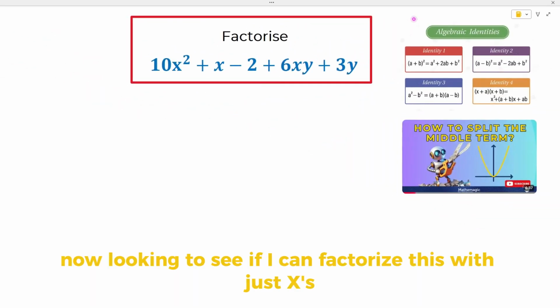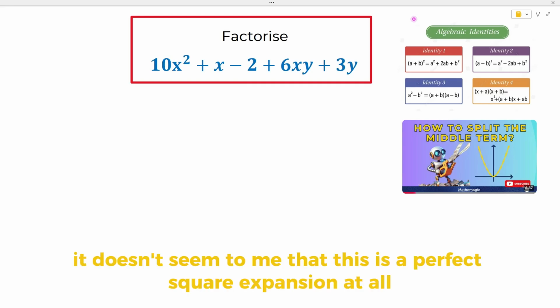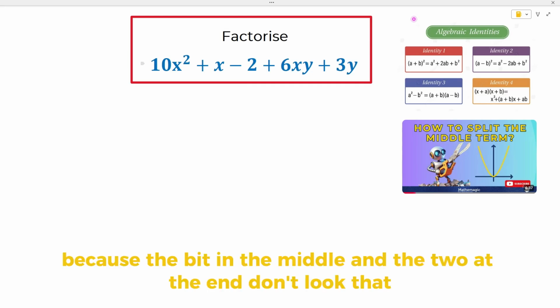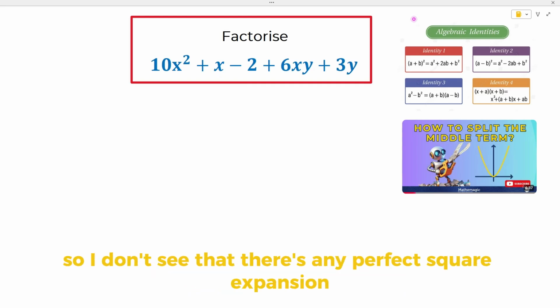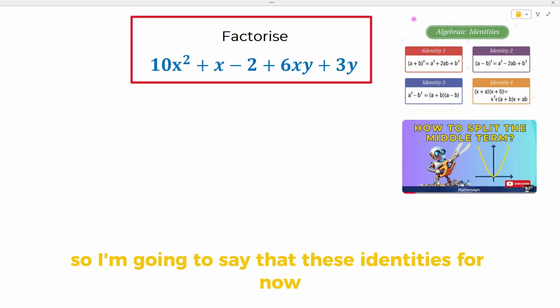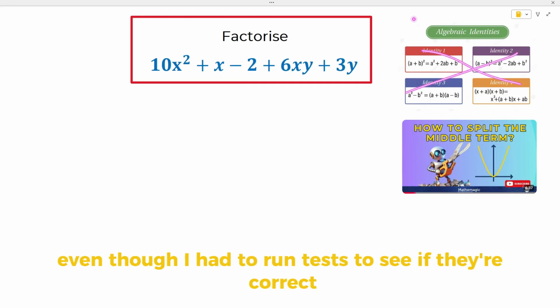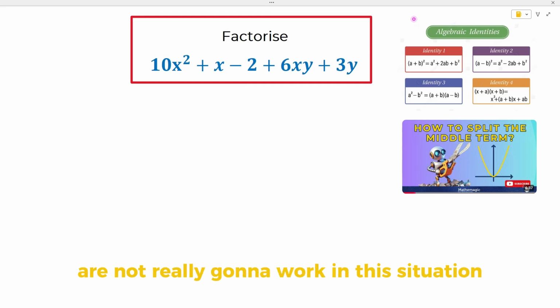Now, looking to see if I can factorize this with just x's, it doesn't seem to me that this is a perfect square expansion at all, because the bit in the middle and the 2 at the end don't look like they would be 2 times a times b. So I don't see that there's any perfect square expansion. So I'm going to say that these identities for now, even though I had to run tests to see if they're correct, are not really going to work in this situation.